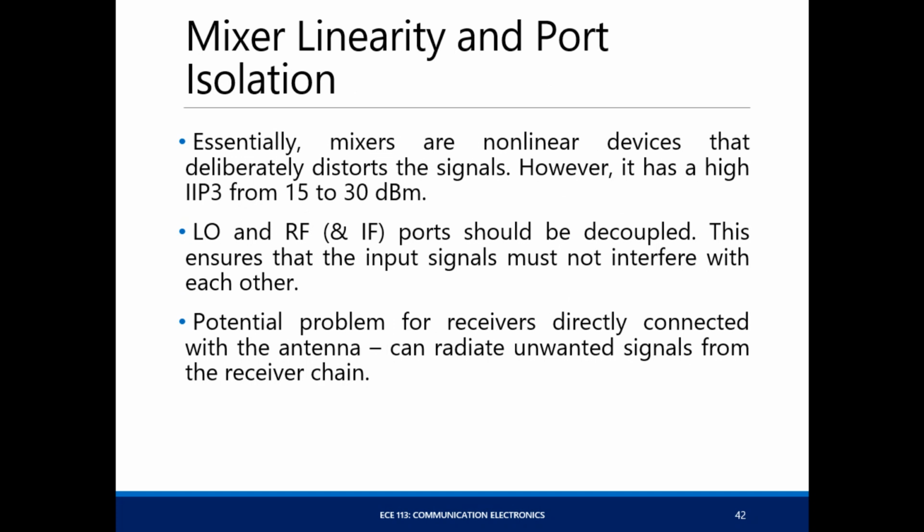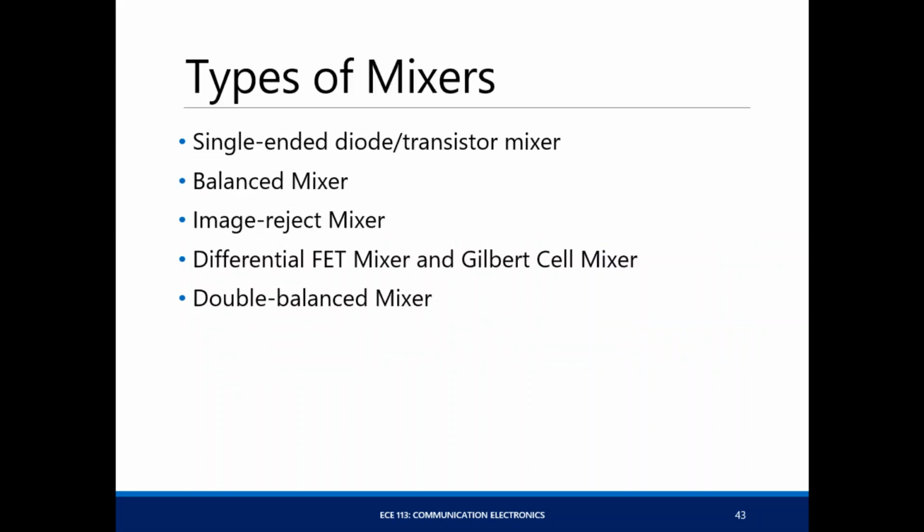So the linearity and port isolation, here are some notes. The IP3 of your mixer ranges from 15 to 30 dBm. And your isolation, basically you just need your RF and IF ports to be decoupled with each other. They must not interfere. Okay. And just basically some notes. We won't characterize them in this lecture. You just need to know how to design them.